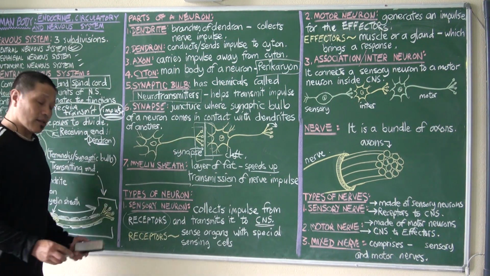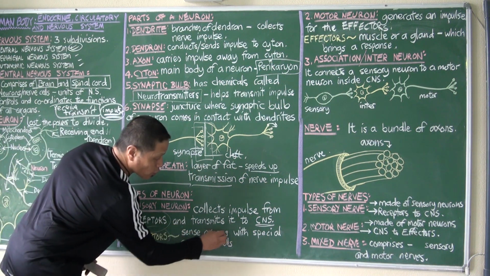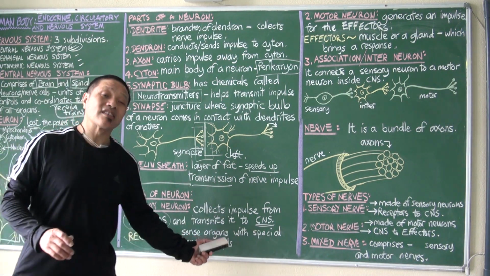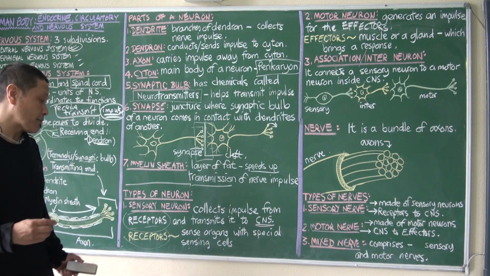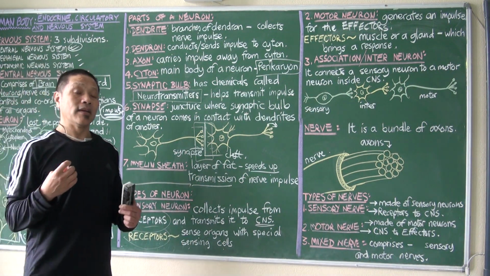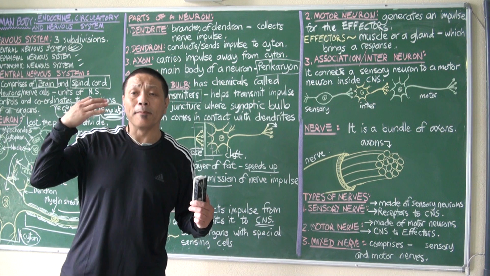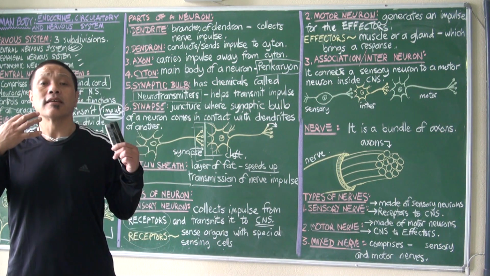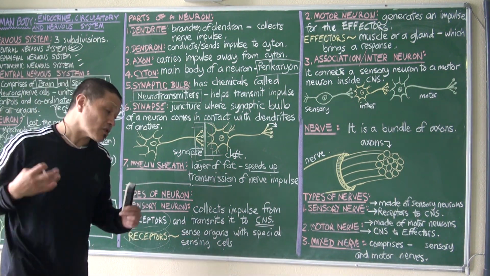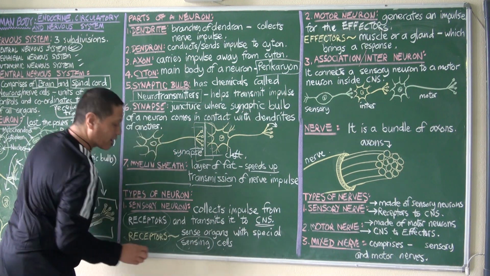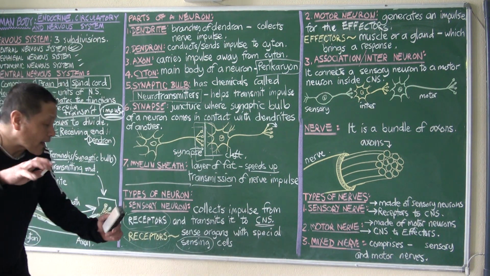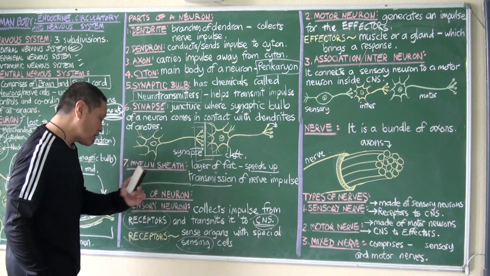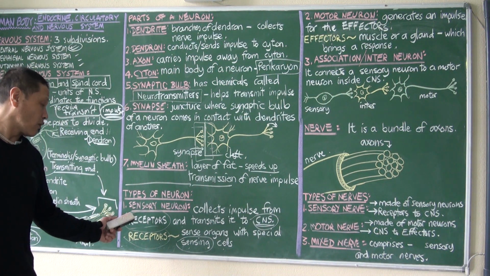Okay? What are the receptors? Receptors are sense organs with special sensing cells. Now, sense organs like the eye has photoreceptors which are sensitive to light. The ear has mechanoreceptors, and the nose and the tongue has chemoreceptors. Okay? So these are special cells that can collect different kinds of information and send it to the central nervous system. So these kind of neurons are called sensory neurons.